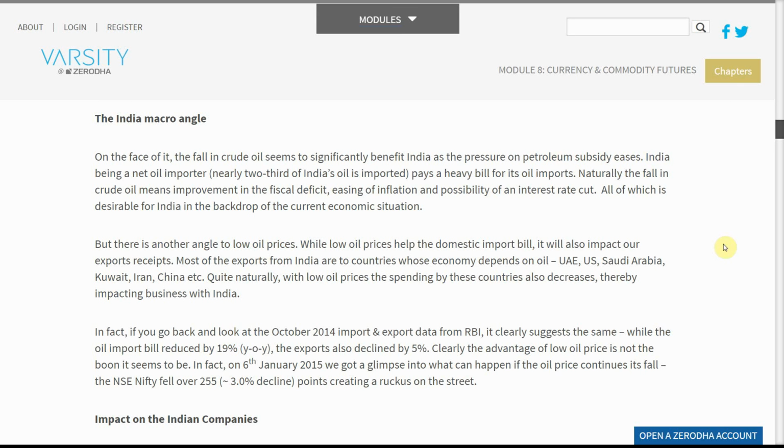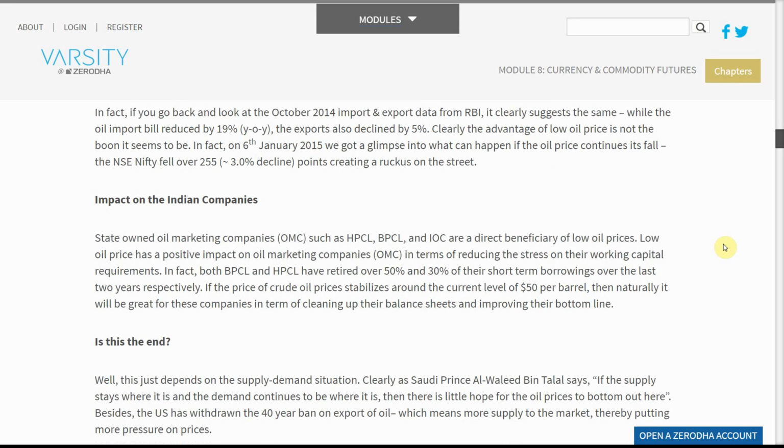In fact, if you go back and look at the October 2014 import and export data from RBI, it clearly suggests the same. While the oil import bill reduced by 19% YOY, the exports also declined by 5%. Clearly, the advantage of low oil prices is not the boon it seems to be. In fact, on the 6th of January 2015, we got a glimpse into what can happen if the oil price continues its fall. The NSE Nifty fell over 255 points, approximately a 3.0% decline, creating a ruckus on the street.